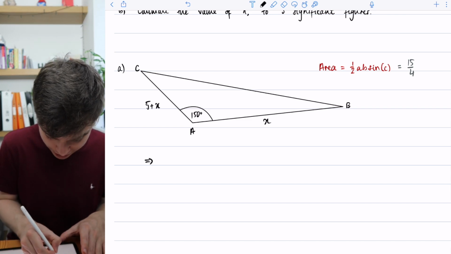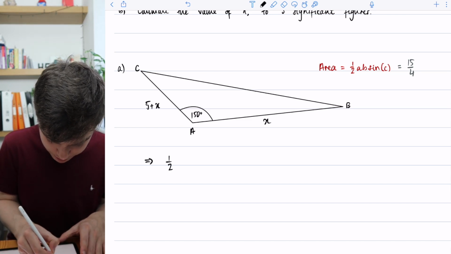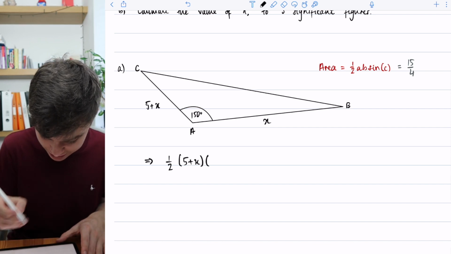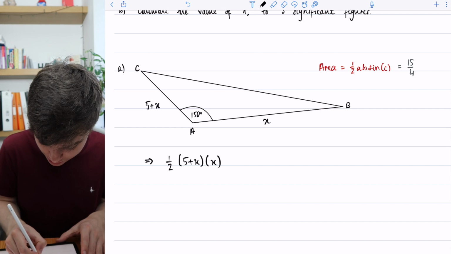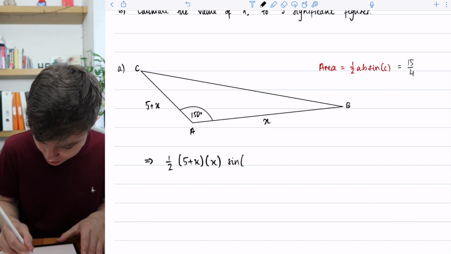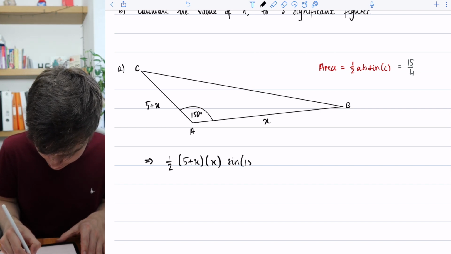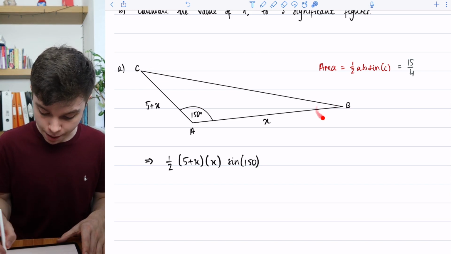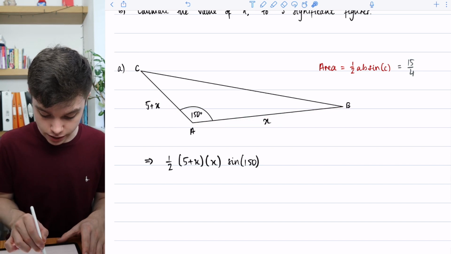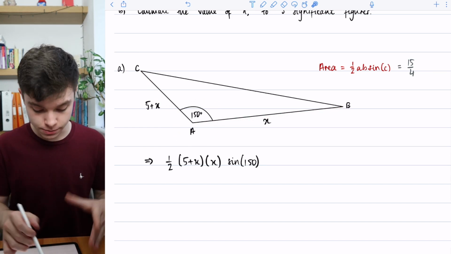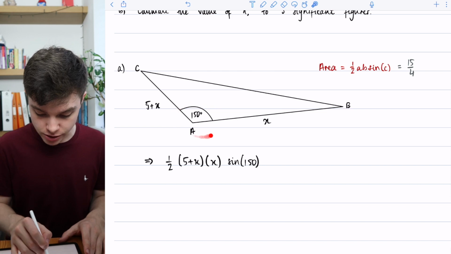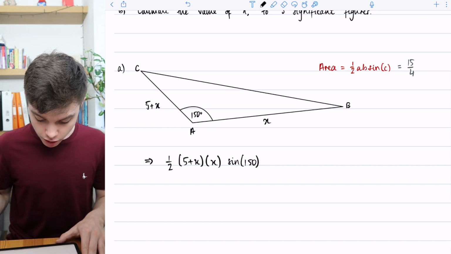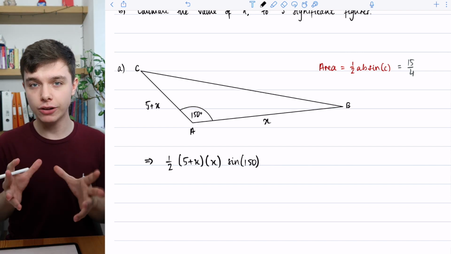I'll do my little arrow and I'm going to have a half times one of the sides, that's just the first one there, 5 plus x, times b, which is just another side, x, times sine of the angle between them, which is sine c, and it doesn't really matter which angle it is. It can't be that one or that one because we know the two sides between them. It's actually angle A, but that doesn't matter, just substitute in the angle between them of 150 degrees. That's what the area would be if we were to calculate that.